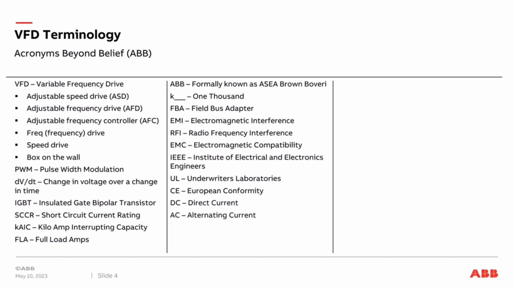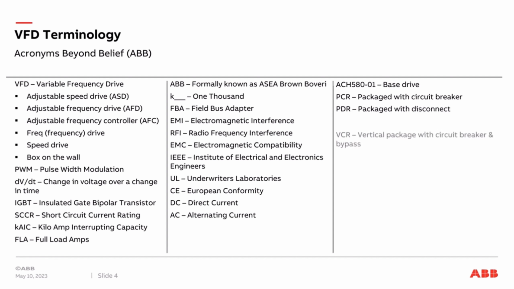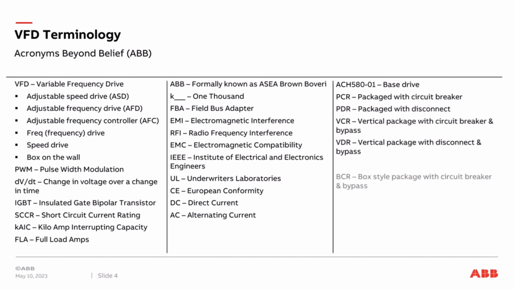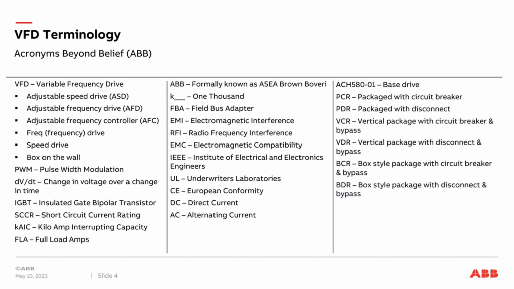DC is direct current. AC is alternating current. ACH580-01 is a basic drive and comes with multiple different package designs. PCR and PDR come with circuit breakers and disconnects. VCR and VDR are vertical packages with bypass. BCR and BDR are what we call box-style packages with bypass.